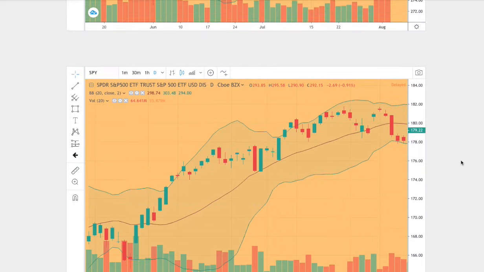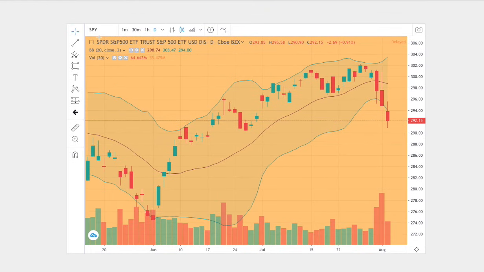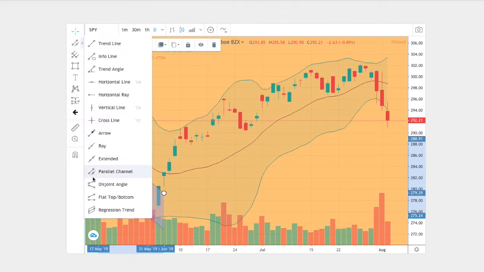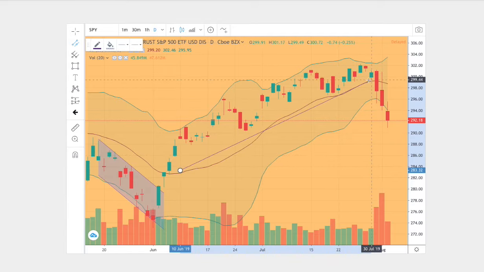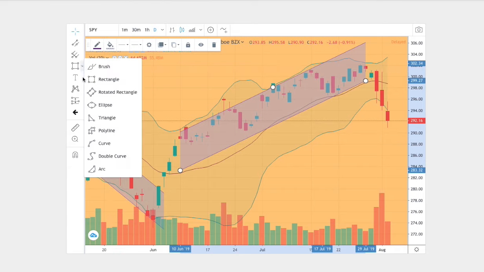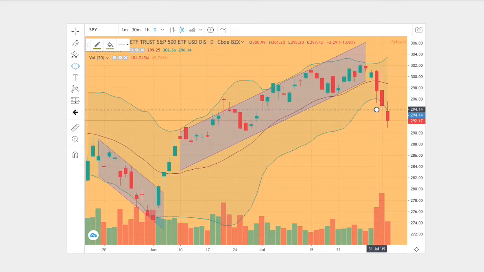I'll point out why these two trends are similar. In the beginning of the trend, we have a downward channel, and then we immediately made a reversal to head on higher right here. And as you notice, it remained above the middle Bollinger Band, and then we proceeded to break down and touch the bottom Bollinger Band immediately.